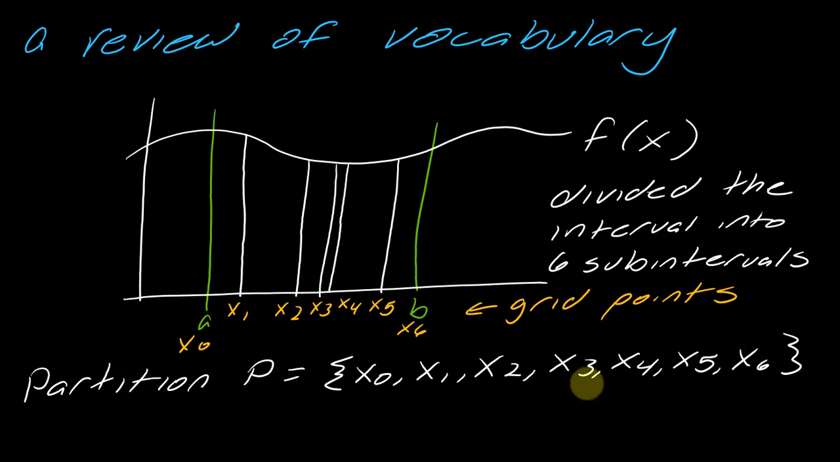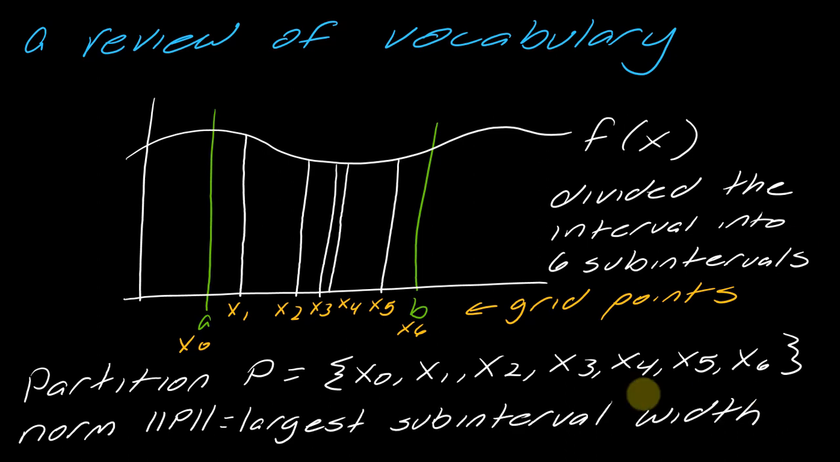From a partition, we then have what's known as a norm. The norm looks like this. This is the notation, and this measures the largest subinterval width. Normally this would be kind of silly, because a lot of times when you do Riemann sums, you keep your subinterval width the same. But if you did something like this, the norm would be referring to that largest width.